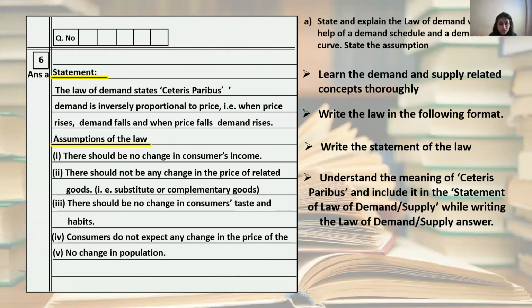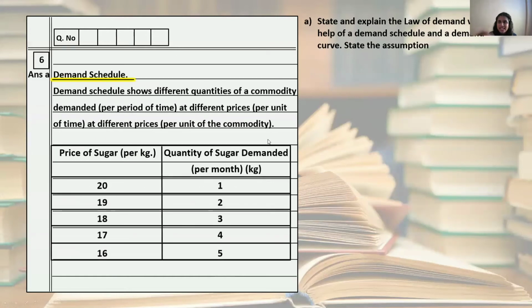Right? So learn this thoroughly, because students tend to interchange the demand and supply curves, which leads them to lose marks. So please make sure when you're learning these concepts, you pay special attention to demand and supply related concepts. The next thing that you will write is the demand schedule.